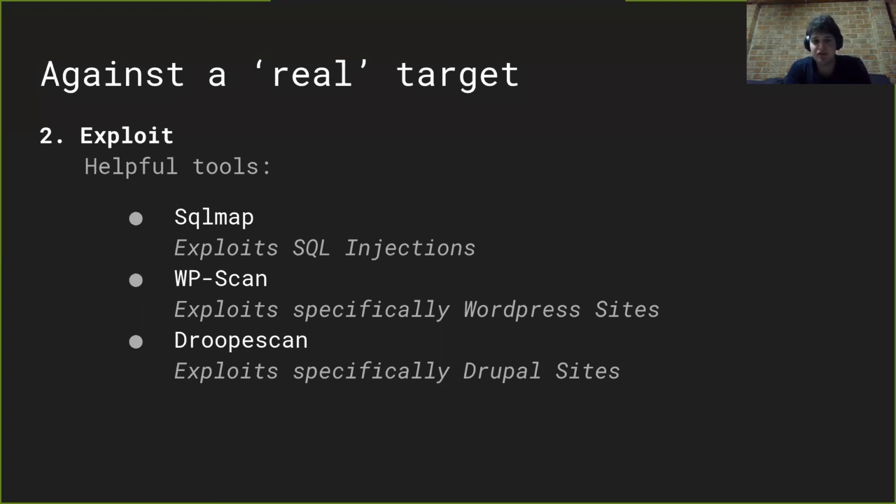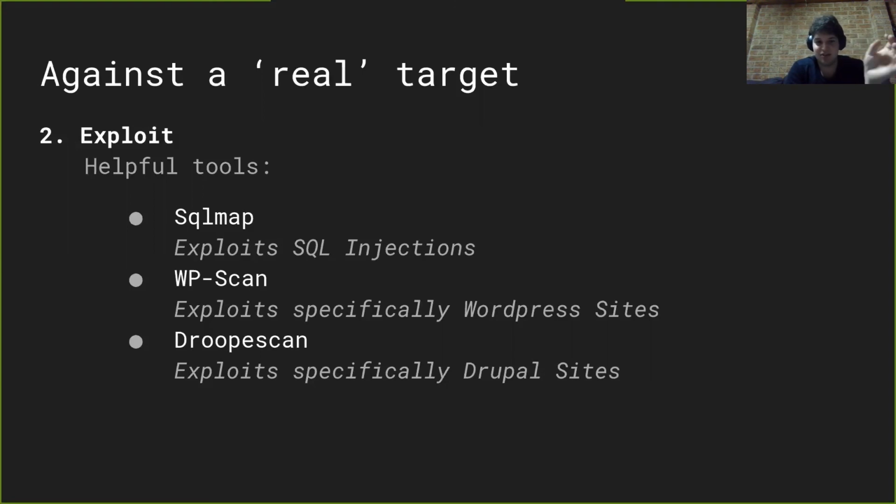Other than that, if you know that it's a WordPress site, use WPScan, or if it's a Drupal site, use Droopescan. Both WordPress and Drupal have had very, very severe exploits in the past. I think WordPress in particular has had multiple command injections in the past, which is terrible. These things will help you find it.